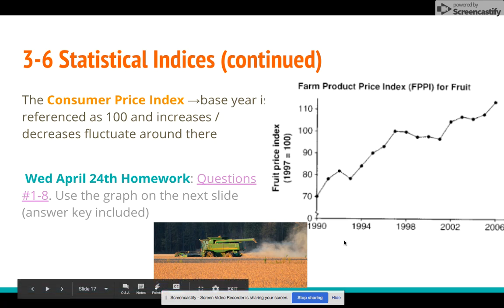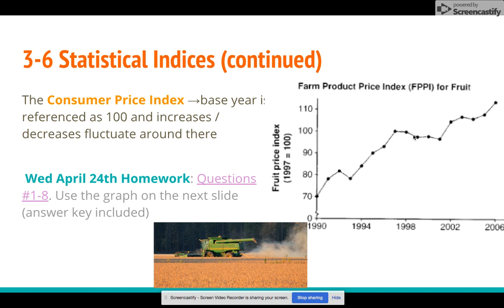When we're talking about comparisons, we want to reference a base year. Now, a base year does not necessarily start right at the origin. Specifically, I'm looking at 1990. This does not represent the origin. In fact, this is an index of 70. The value is 70.